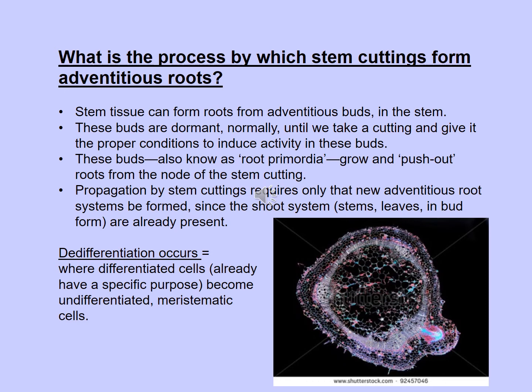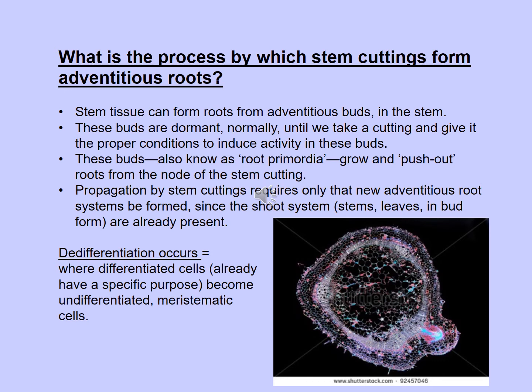De-differentiation occurs, and that's where cells in your stem cutting, which are stem cells in the sense of being cells from the stem of a plant, not the stem cells of medical research, lose that identity and go back to become a meristematic cell, which is like what we call stem cells. It's a cell that can become any other type of cell. So it has not yet gotten its role or identity.